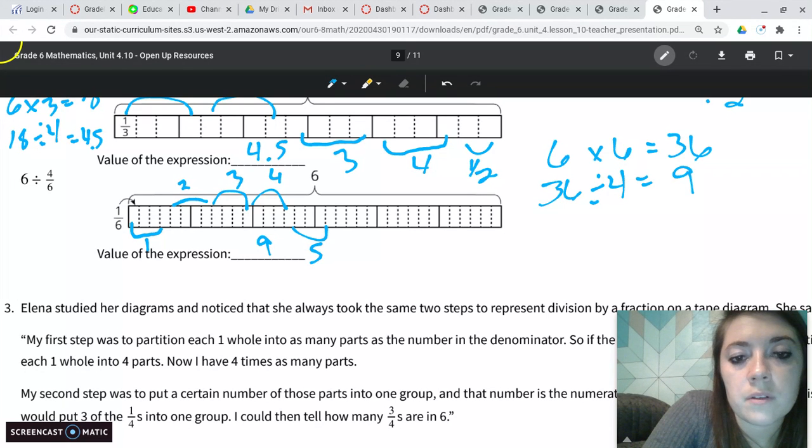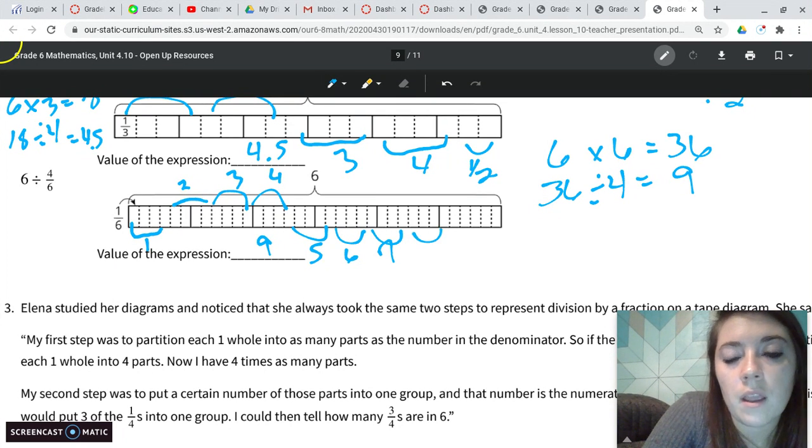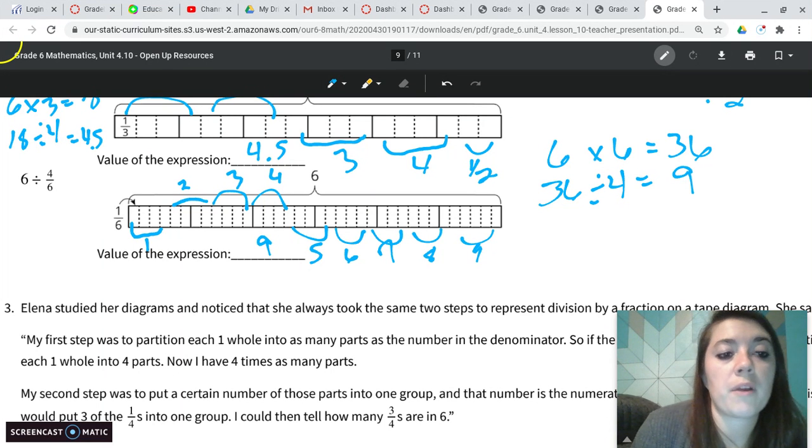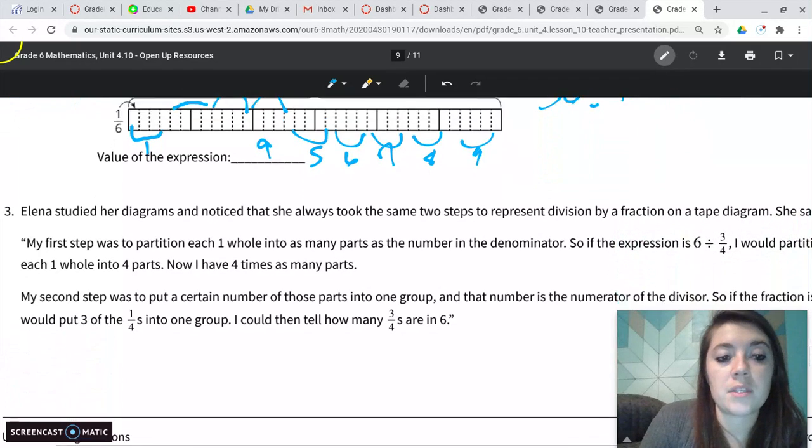5 groups, 6, 7, 8, 9. So we do end up with our 9 groups. So grouping 4 of those 1/6 together, we end up with 9 of them to make up 6.